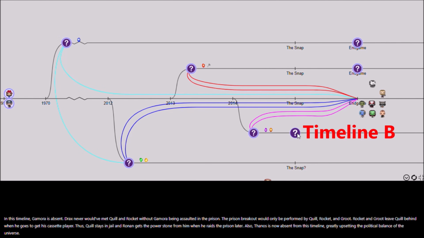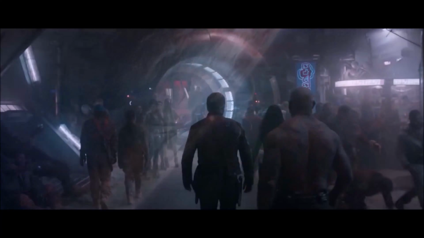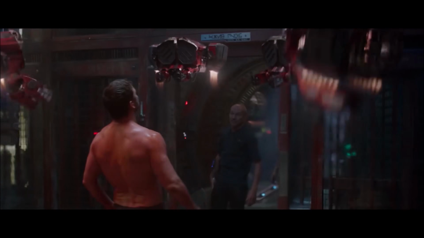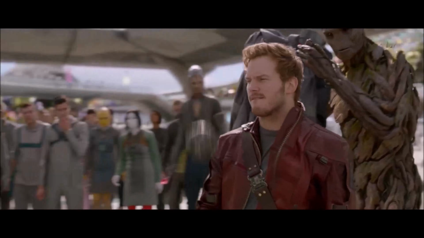In Timeline B that Team B travelled to, Gamora is absent. Therefore, Drax would have never met Quill and Rocket without Gamora being assaulted in the prison. The prison breakout would only be performed by Quill, Rocket and Groot.